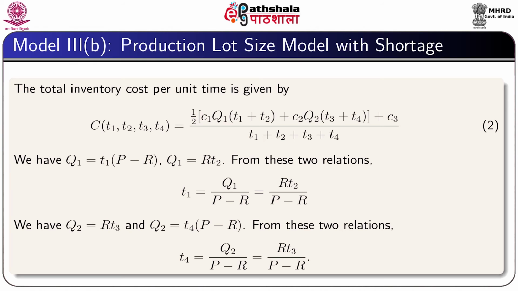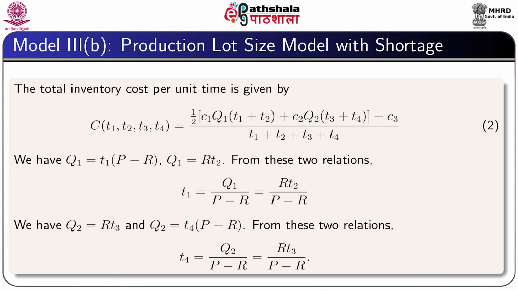Similarly, from the inventory diagram Q2 equal to R T3 and also we have Q2 equal to T4 into (P minus R). From these two relations we get T4 equal to Q2 by (P minus R), which is equal to R T3 divided by (P minus R). This means that T4 is expressed in terms of T3.